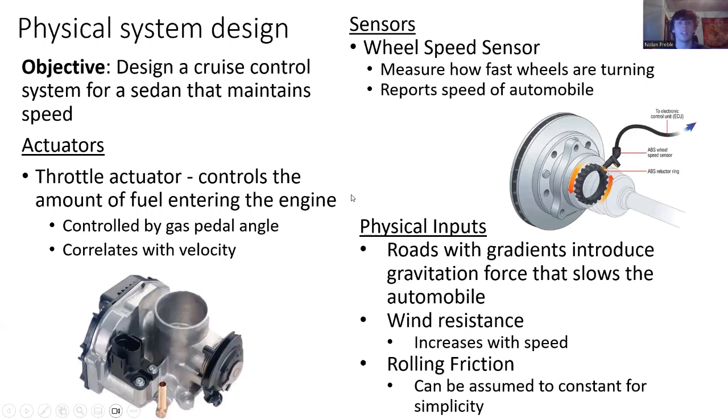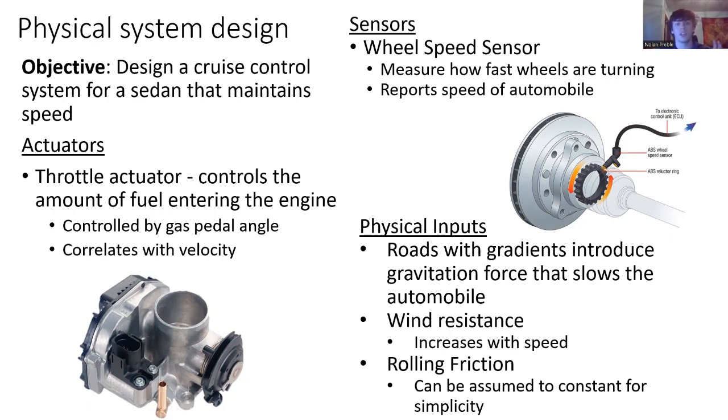The physical system design: the actual actuator that we'll be using to control the velocity, which is the desired output and input of this system, is controlling velocity, maintaining velocity. Velocity is actually controlled by a throttle actuator, which will control the amount of fuel entering an engine, which will be proportional to how fast it goes. And the actual actuator is controlled by the gas pedal angle.